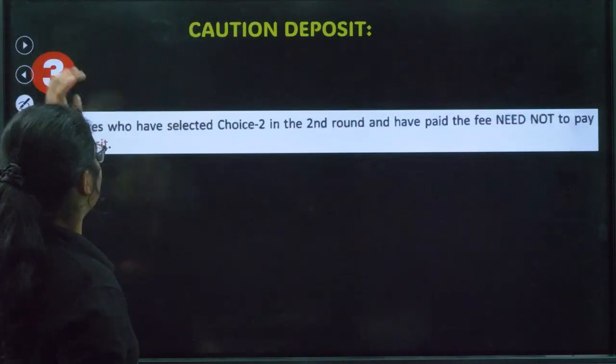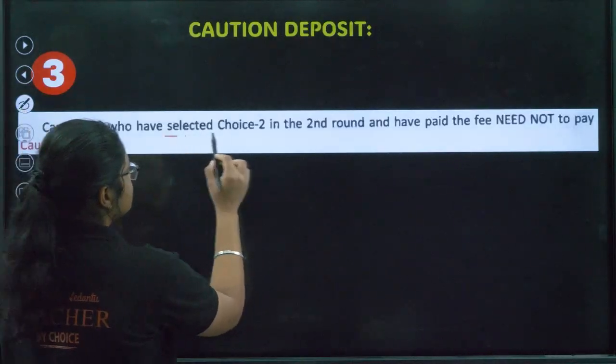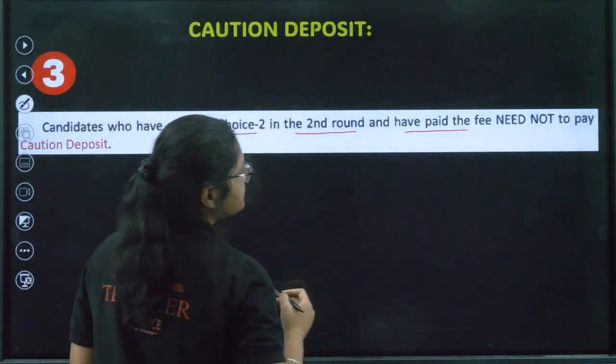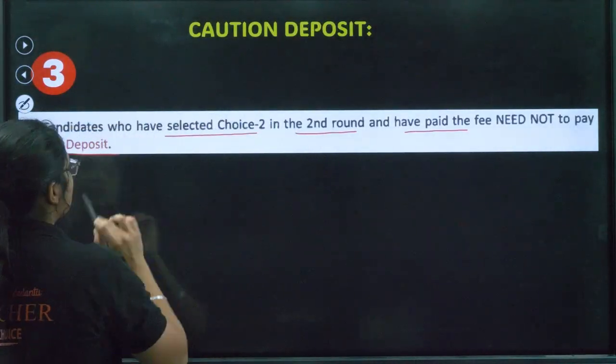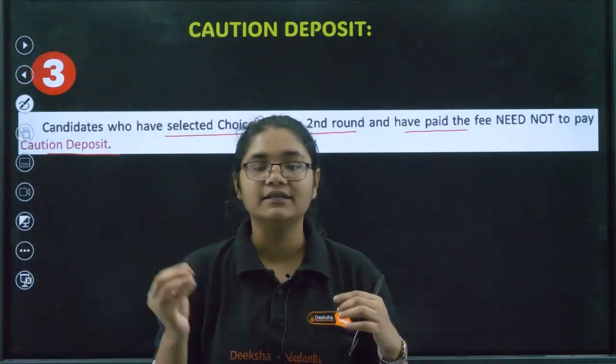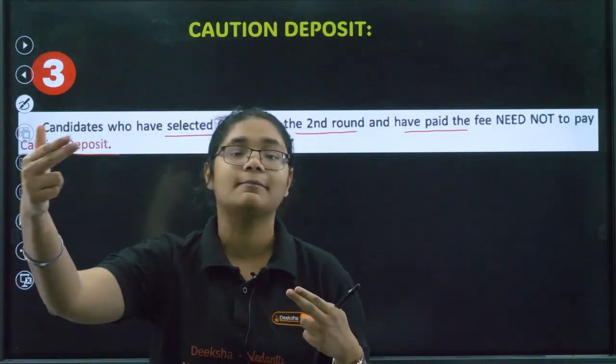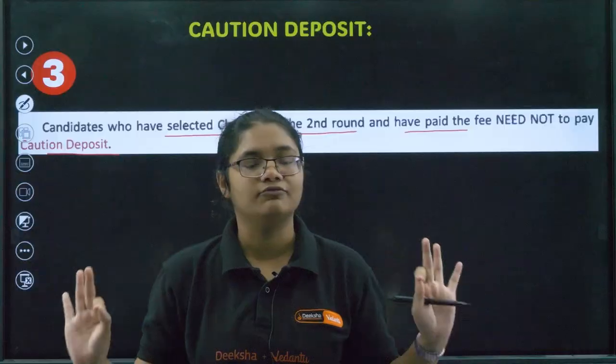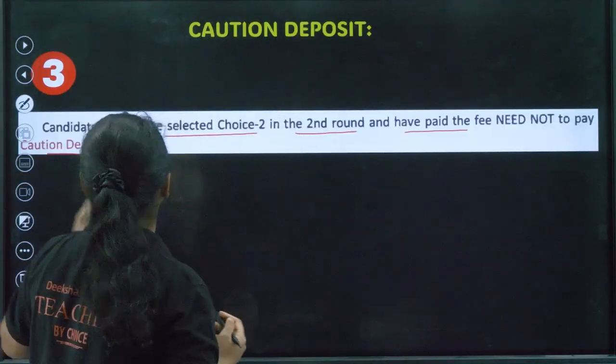Okay. Next, candidates who have selected choice 2 in the second round and have paid the fee need not pay the caution deposit. So if you have already selected choice 2, paid the fee and are participating in round 3, you don't have to pay any caution deposit here.